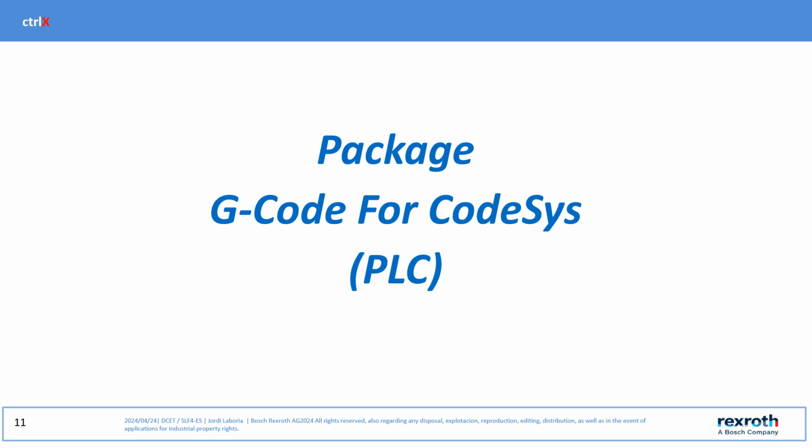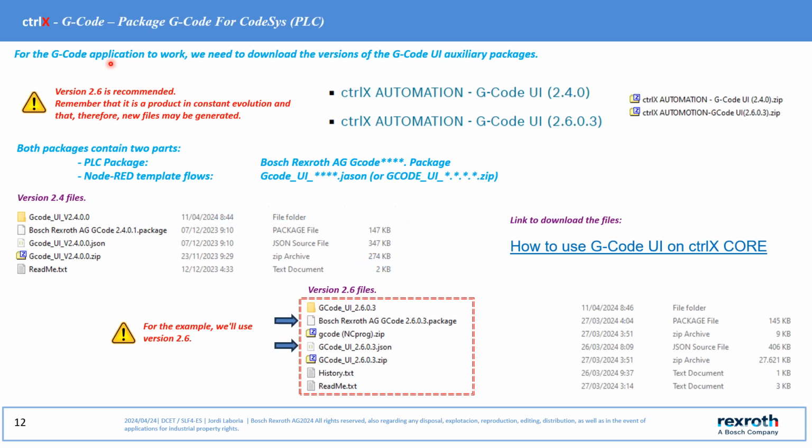Package G-code for ctrlX PLC. To operate from the PLC part, we will have to download the files: ctrlX Automation G-code UI 2.4.0, or ctrlX Automation G-code UI 2.6.9.3.